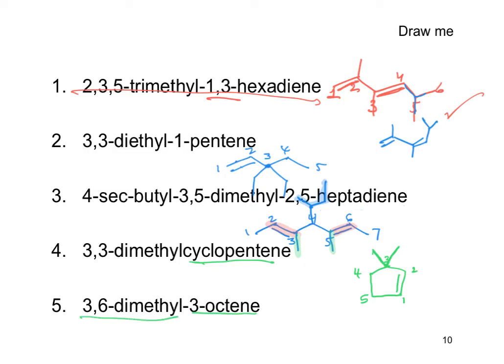3-octene, and we have a 3,6-dimethyl. 1, 2, 3, 4, 5, 6, 7, and 8. One more. The 3rd position has the double bond. The 3rd position has a methyl. The 6th position has a methyl too. And that's my molecule. That's it.